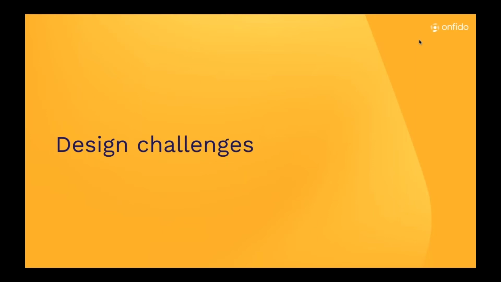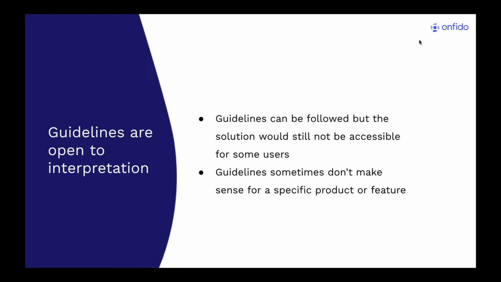We had a few design challenges along the way. The first one is that the accessibility guidelines are open to interpretation. They can be followed, the boxes can be ticked, but this doesn't mean that the product will be entirely accessible. For example, if you rely only on screen reader features, your product will be understandable, discoverable and robust through the screen reader, but a lot of people with disabilities don't use the screen reader. So this could tick a few guidelines, but it wouldn't actually make the product really accessible.